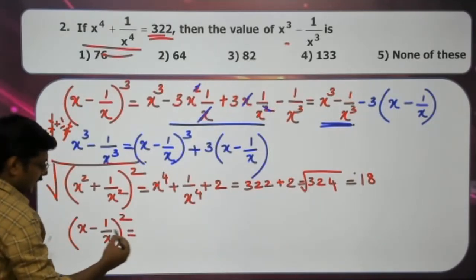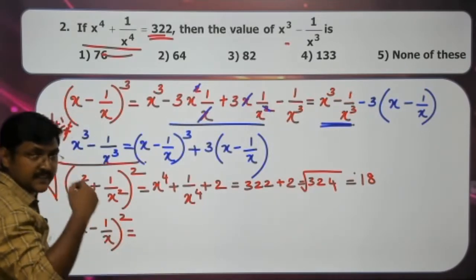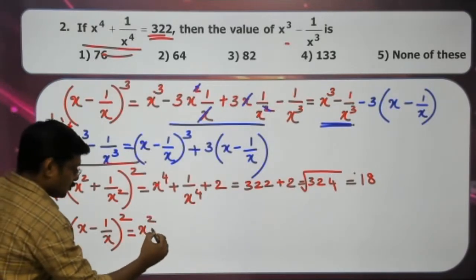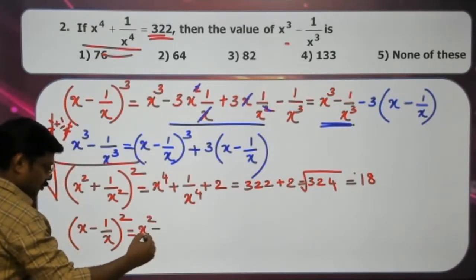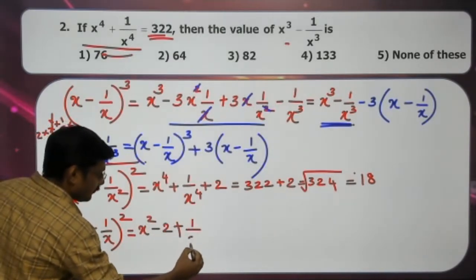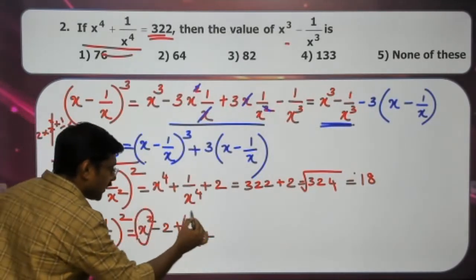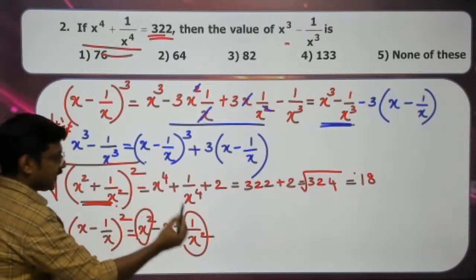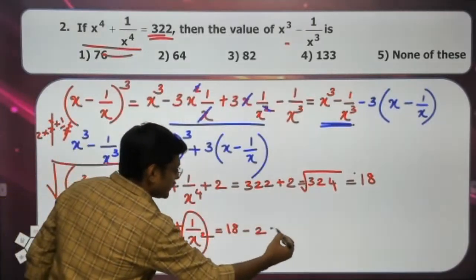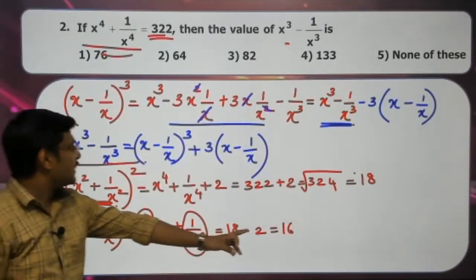Yes, we know that (x minus 1/x) the whole square is equal to (a minus b) the whole square, that is a square minus 2ab plus b square. So a square is x square, minus 2ab, that means 2 into x into 1/x, that is minus 2, plus b square, 1/x square. And x square plus 1/x square, we know that it is 18. 18 minus this 2, that is 16. So we got (x minus 1/x) the whole square as 16.